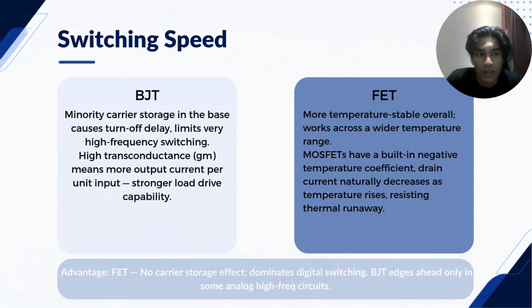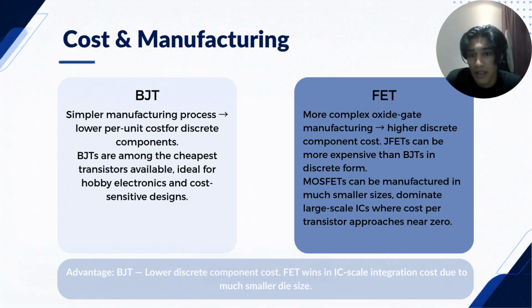Moving on to switching speeds, BJTs store more minority carriers in their base, which can cause a turn-off delay. This is because the carriers need to recombine before the device turns off, so it is very slow during switching. FETs are majority carrier devices, so the turn-off is not limited by carriers recombining. The one advantage BJTs have over FETs is their manufacturing process.